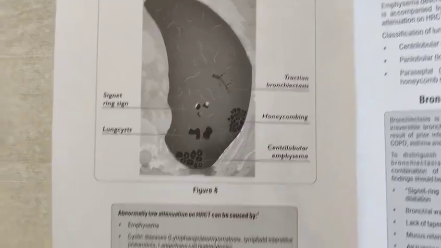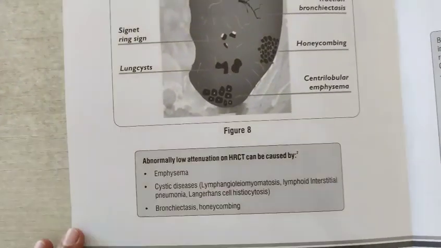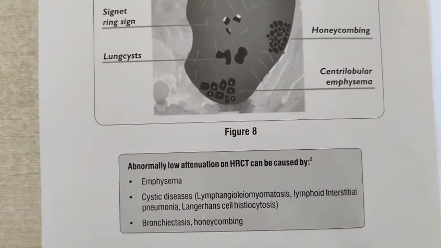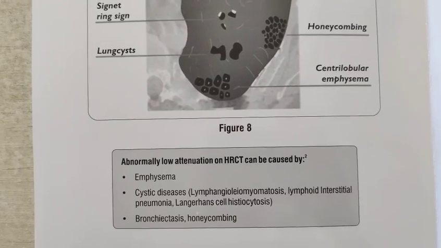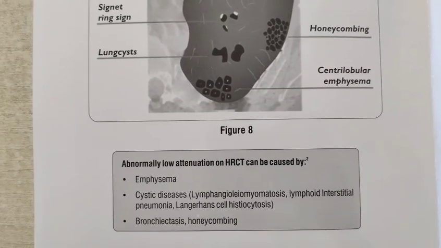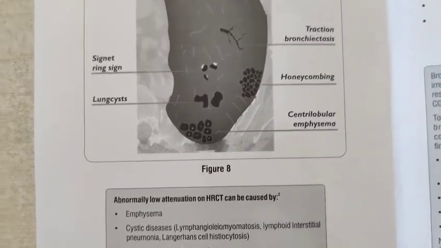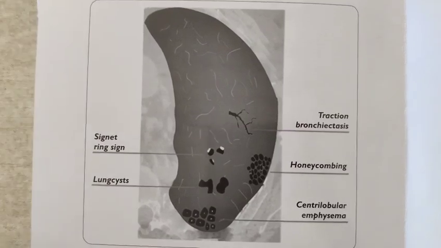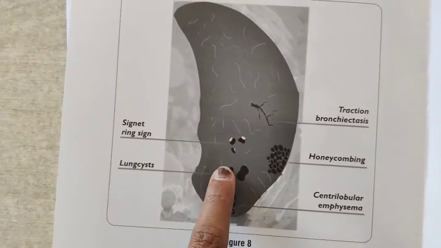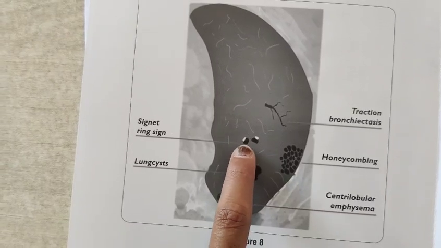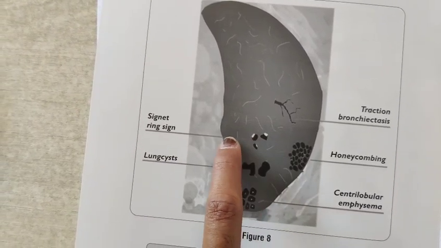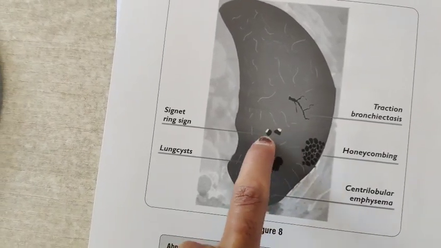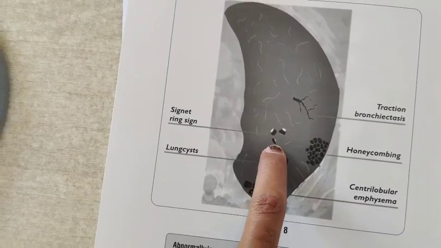Next, areas of low attenuation. Abnormally low attenuation on HRCT can be caused by emphysema, cystic diseases like lymphangioleiomyomatosis, lymphoid interstitial pneumonia, Langerhans cell histiocytosis, bronchiectasis, and honeycombing. This is the picture showing traction bronchiectasis, honeycombing, centrilobular emphysema, lung cyst, and the signet ring sign, where the blood vessel along with the airway resembles the appearance of a signet ring. It is seen in bronchiectasis.